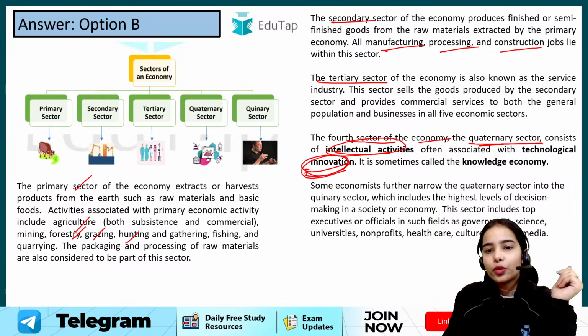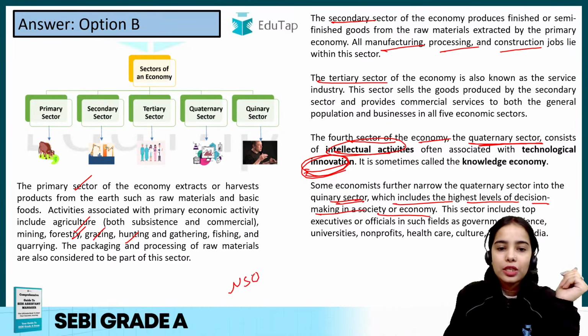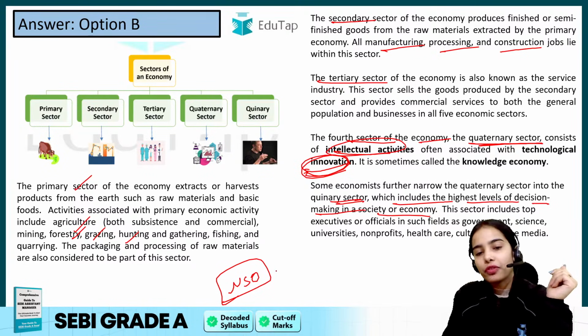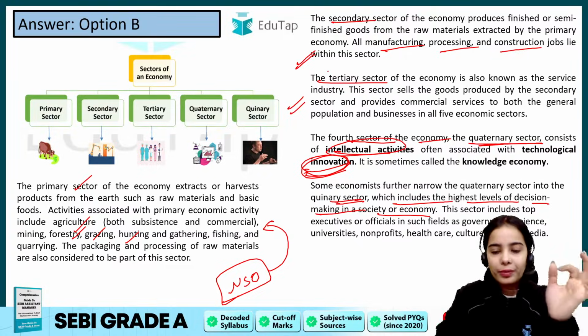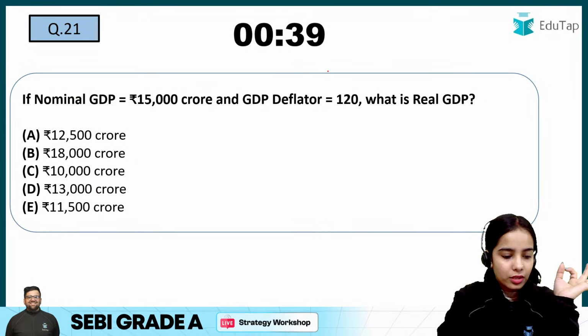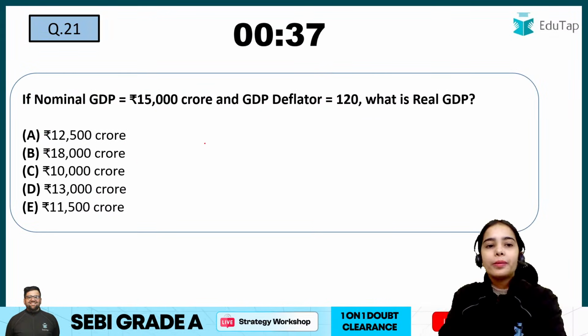And then there is the quinary sector. Quinary sector includes the highest levels of decision making in the society or economy. The National Statistics Office releases the data for primary sector, secondary sector and tertiary sector only. This is the idea. Now, coming to the next one.